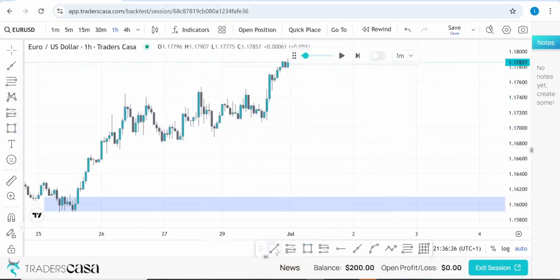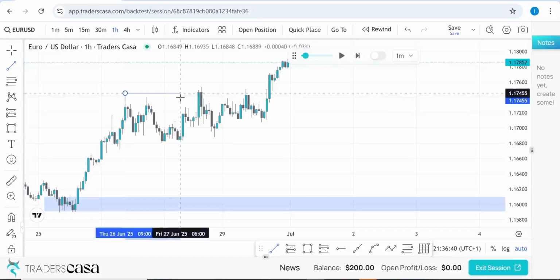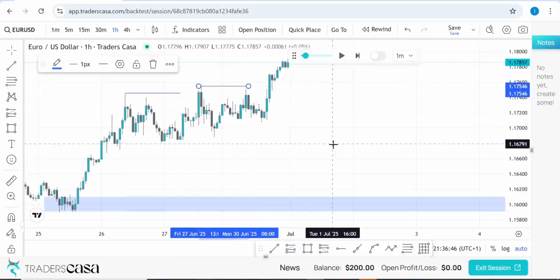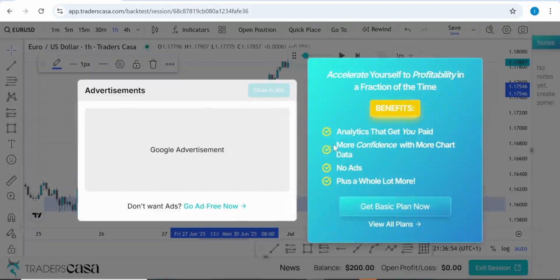I can see a break of structure, and I want you to take note of this. This is a break of structure, and this is another break of structure. Any break of structure you see whenever you are doing your trading, pay close attention to it. Map it out. It's very, very important.